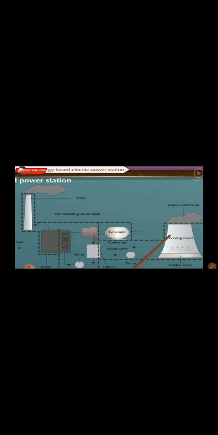Here we can observe that there are two types of towers. Do you know what they are? Come, let us know about it. After combustion of coal in the boiler, the emitted gases are released to the atmosphere through a very high tower.